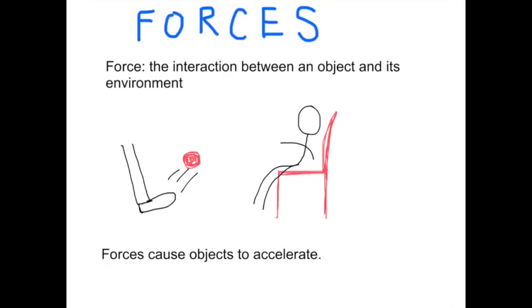We'll start by defining forces. A force is any interaction between an object and its environment. So for example, over here on the left we have a person kicking a ball. The person's foot is exerting a force on the ball as it pushes the ball into the air. Similarly, here on the right we have a person sitting on a chair. The person's weight is exerting force on the chair because it's interacting with the chair as the person sits down.